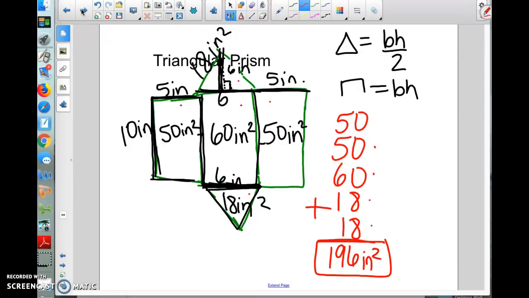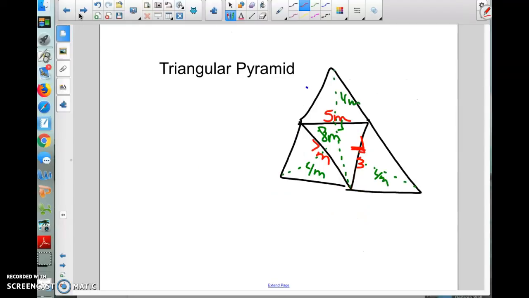If I fold all that up around an object, then that's how much area would be needed to cover all of the surface. Okay, so if you're recovering something, or like I said, if you're wrapping a gift, that is how you can think of surface area.